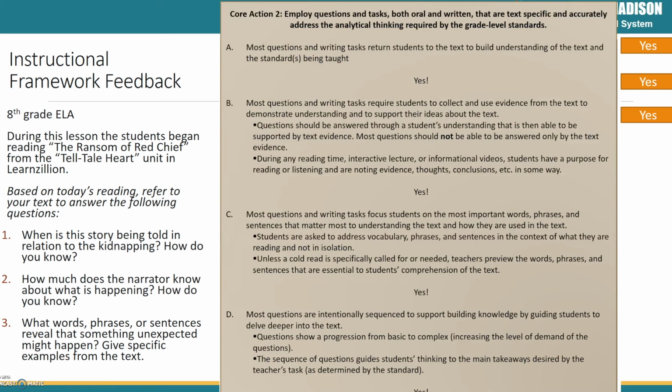We would then look at Core Action 2 to determine if the questions or tasks were text-specific and accurately addressed the analytical thinking required by the standard. Did the questions return the student to the text? Did they require the student to collect and use evidence to demonstrate a true understanding of the day's objectives? Did the questions highlight the most important words or phrases, and were they sequenced to support building knowledge or a deeper understanding? Again, these questions from the lesson on the ransom of Red Chief meet all 4 indicators.